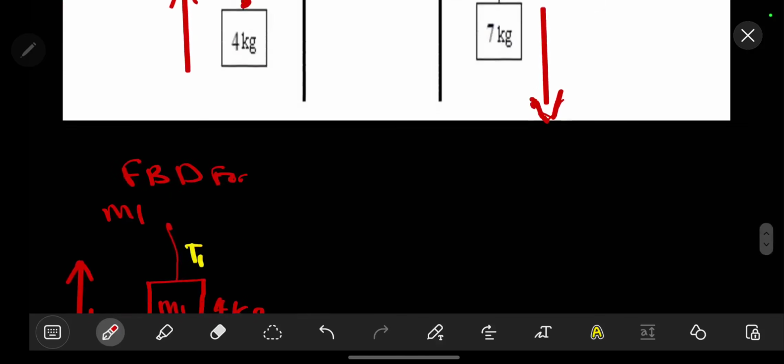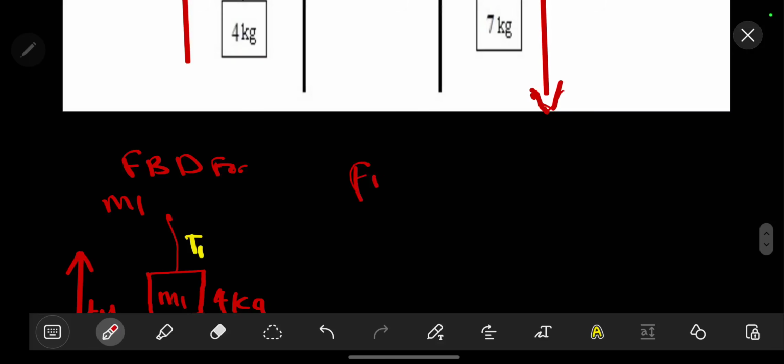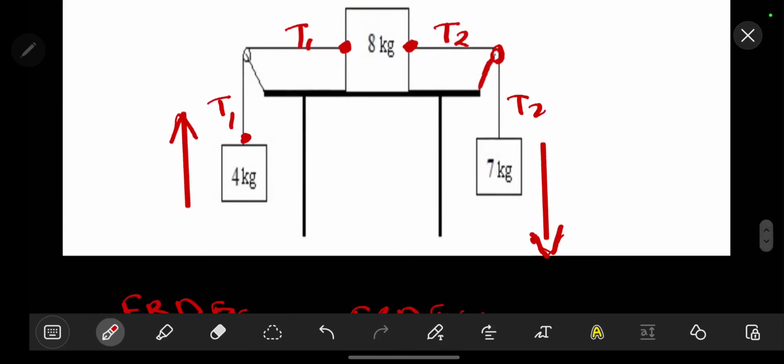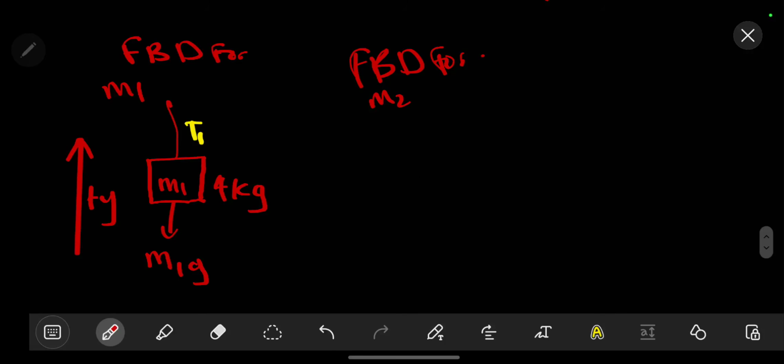Let's look at our middle part. We are going to have our free body diagram for our M2. For our M2, we have this one, the 8 kg mass. It looks something like this. So this is our M2, and our M2 is connected by 2 strings like that.